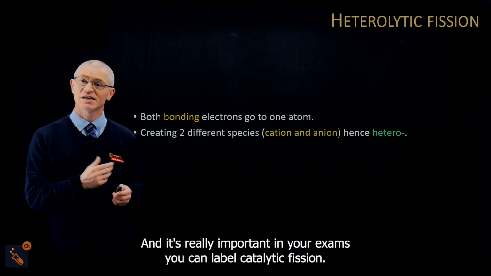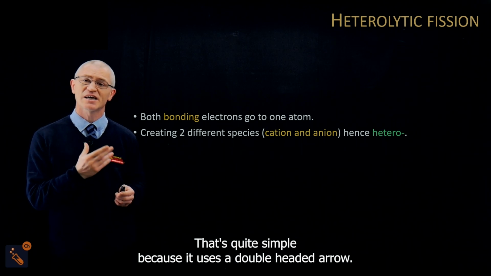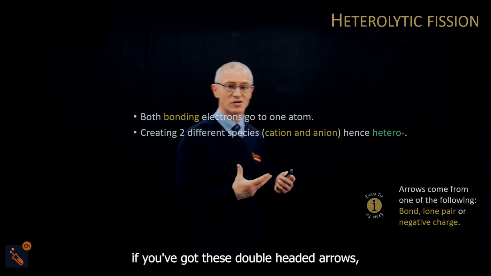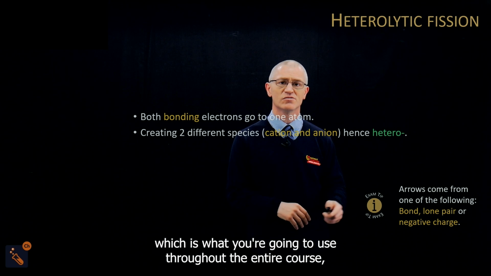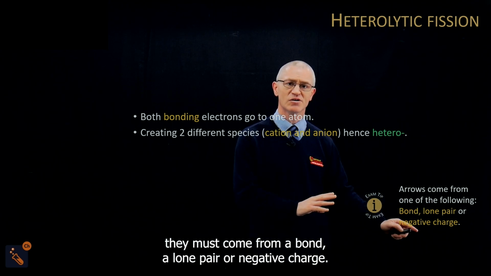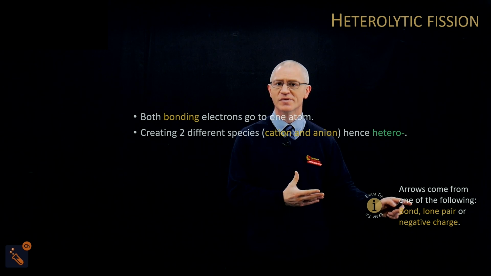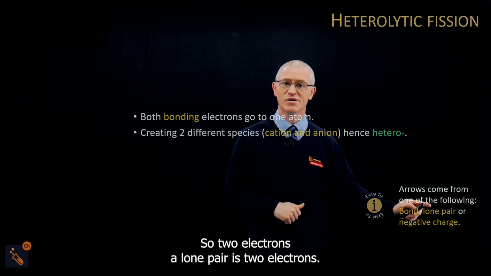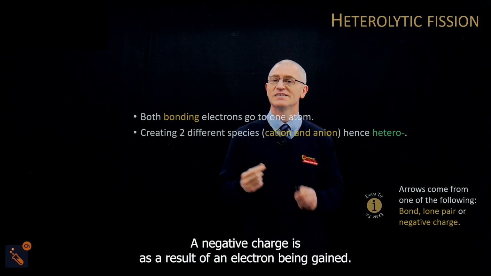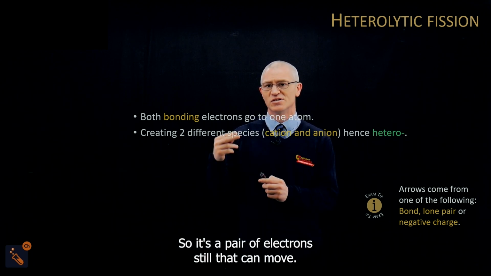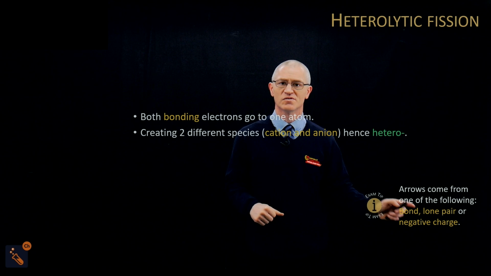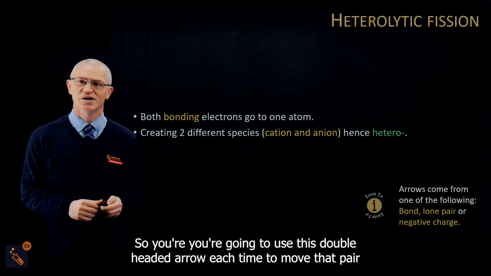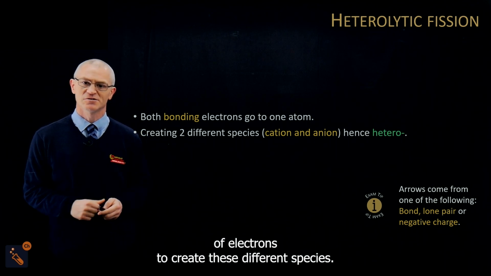And it's really important in your exams that you can label heterolytic fission. Now it's quite simple because it uses a double-headed arrow. Now we've got a tip here, and the tip is that these double-headed arrows, which you're going to use throughout the entire course, must come from a bond, a lone pair or a negative charge. Now a bond has two electrons in it because all covalent bonds are a shared pair of electrons. A lone pair is two electrons. A negative charge is as a result of an electron being gained, so it's a pair of electrons still that can move. So all of these are a pair of electrons, so you're going to use this double-headed arrow each time to move that pair of electrons to create these different species.